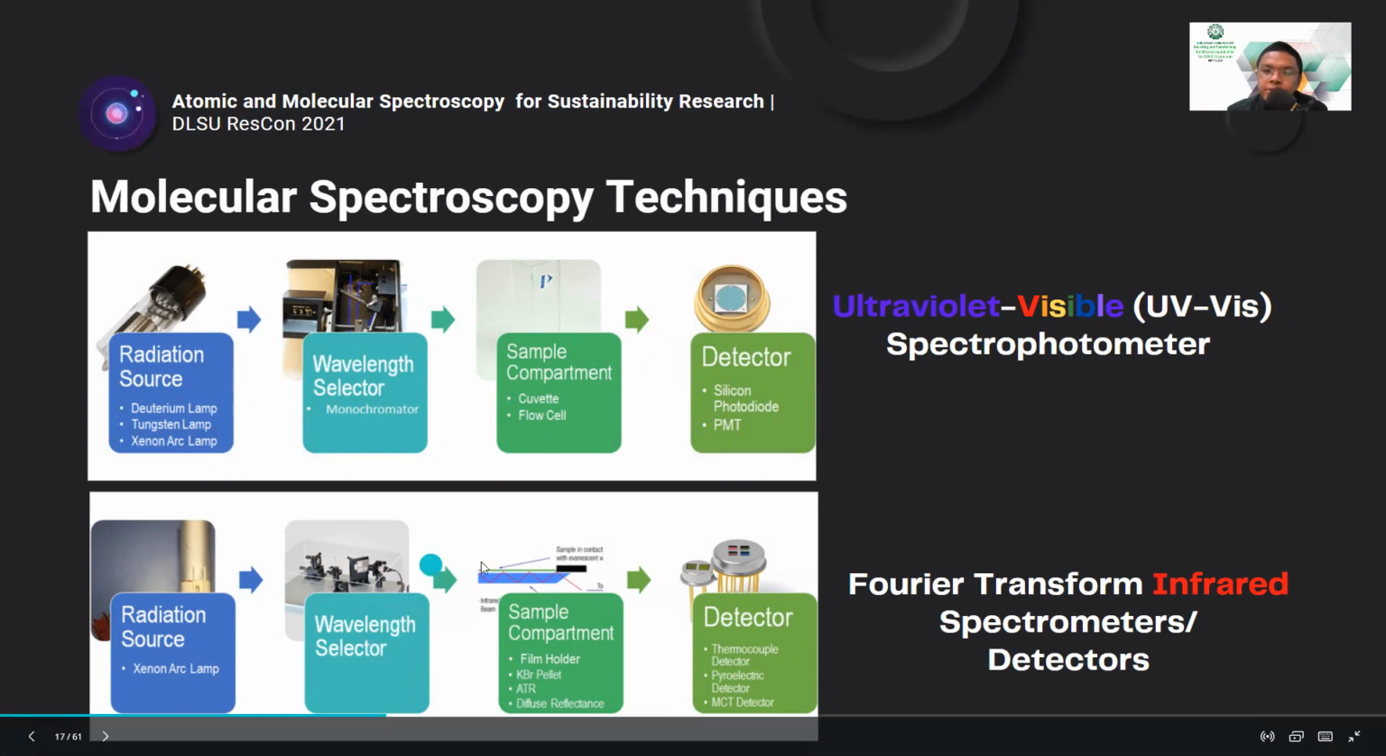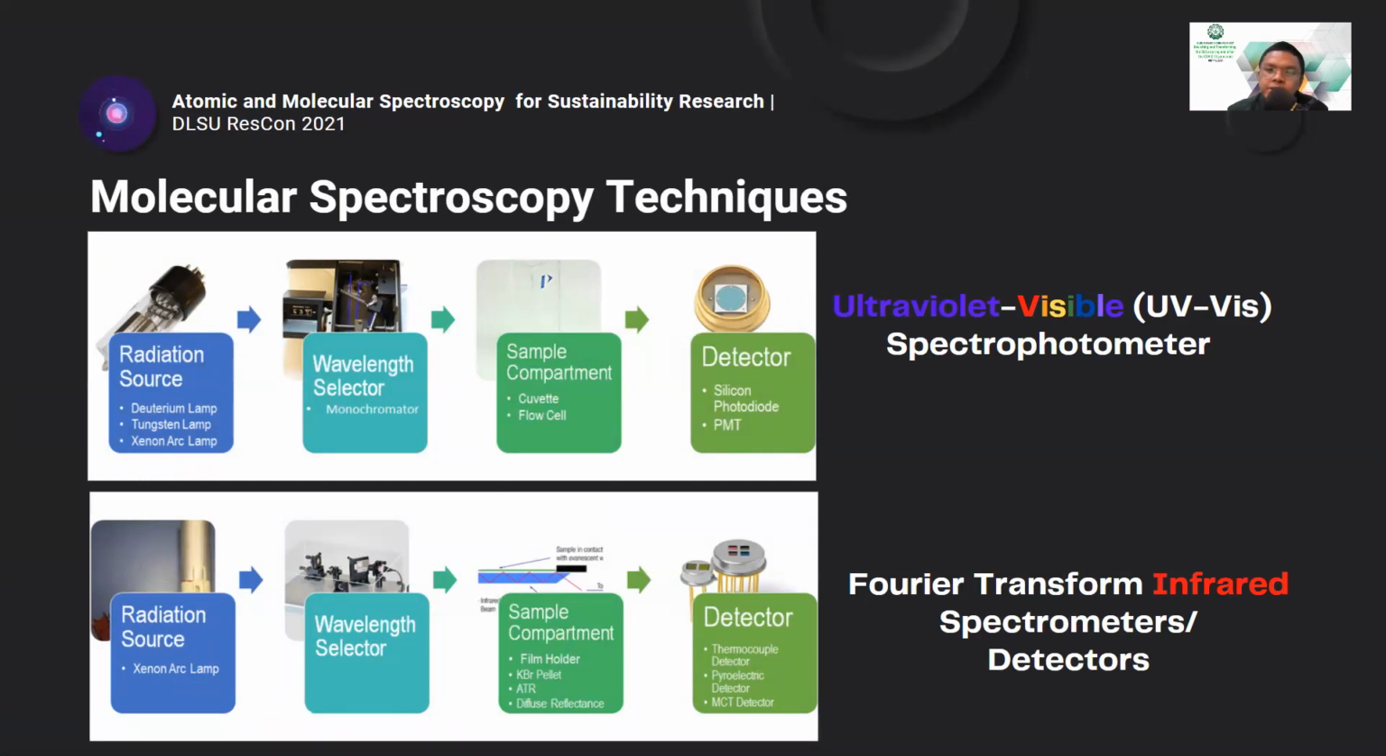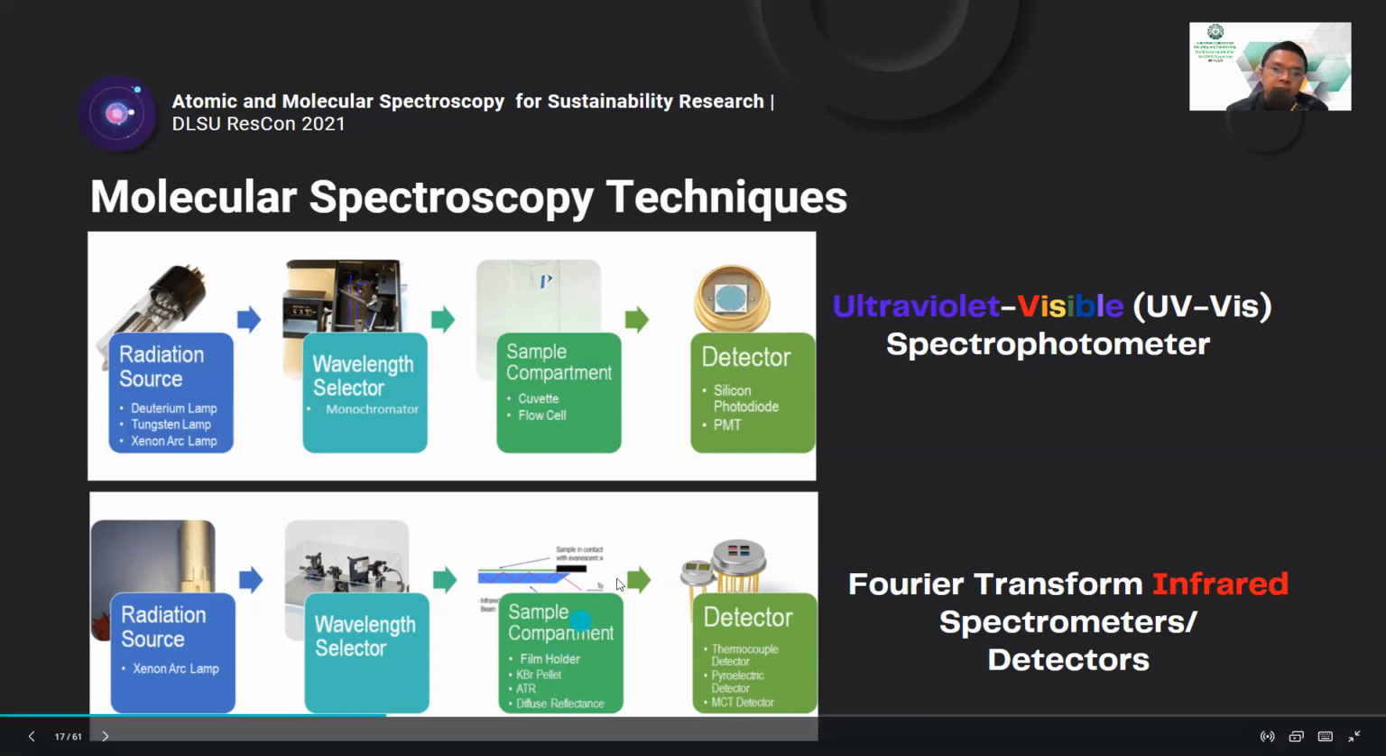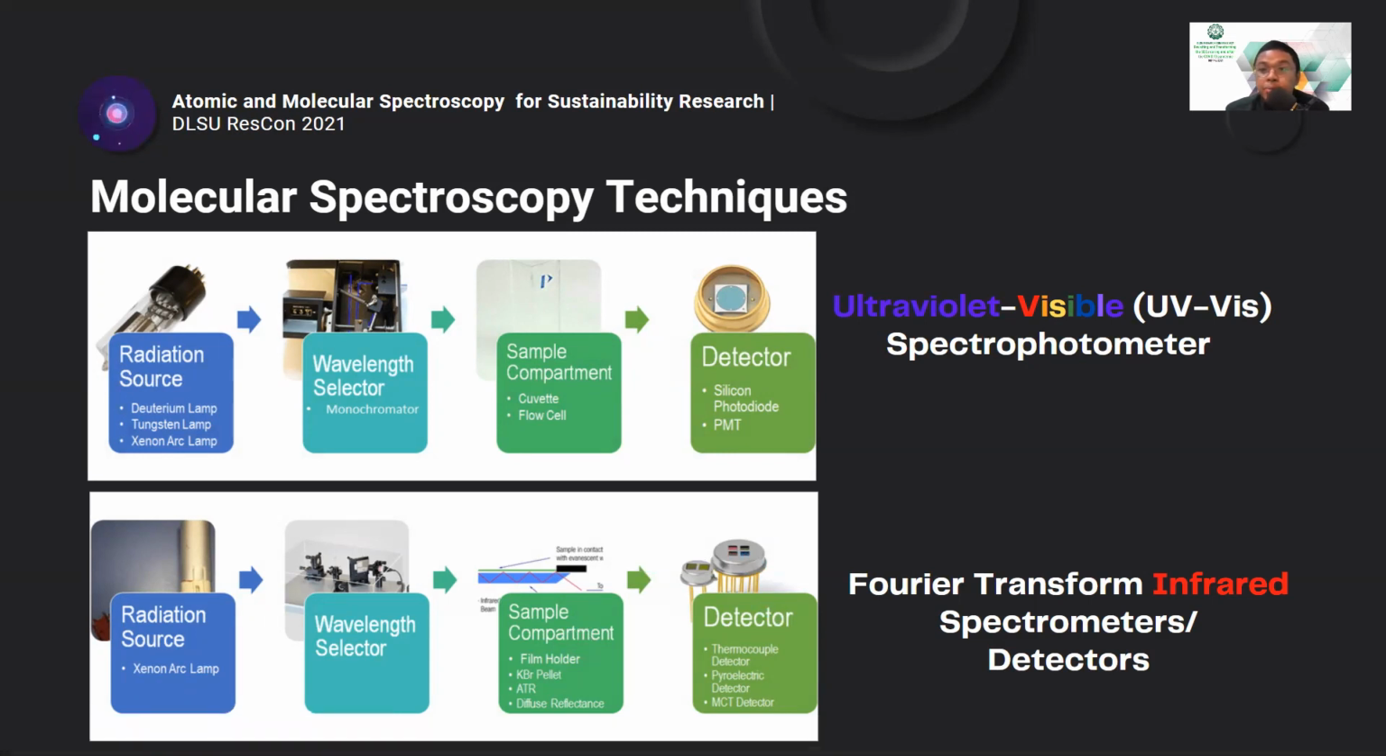And then after the interferometer, we will be going to the sample compartment now, which could be a lot of different things. Could be film holder, KBr pellet, ATR, or diffuse reflectance. Maraming options for the ATR depending on your need. And then we have the detector lastly, wherein in most cases nowadays, pyroelectric detector yung ginagamit for the typical FTIR system.